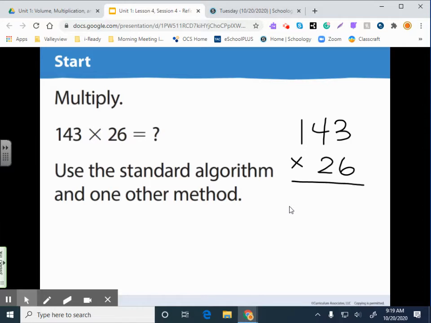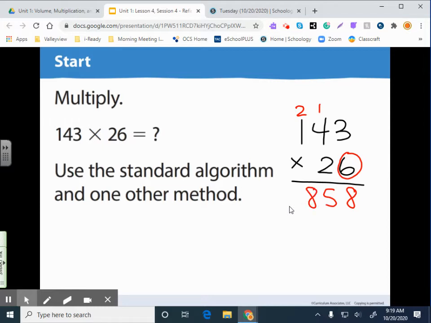Now in red, I will circle our ones, which is our sixes. So it's basically 6 times 3, 6 times 40, 6 times 100. But we don't do it that way. We can do it the standard algorithm way, which is a lot quicker. So we do 6 times 3, which we know is 18. And 6 times 4 is 24, plus the 1 is 25. And 6 times 1, which is 6, plus a 2, which is 8.